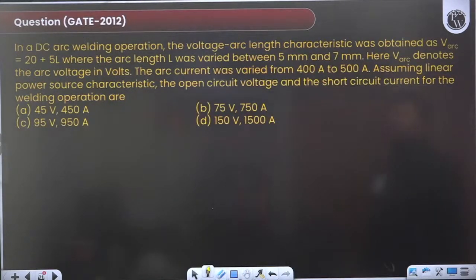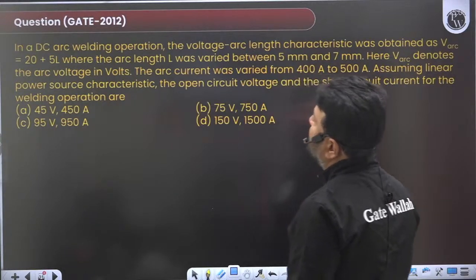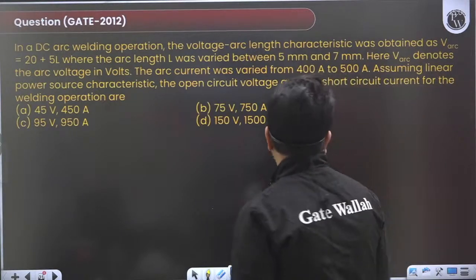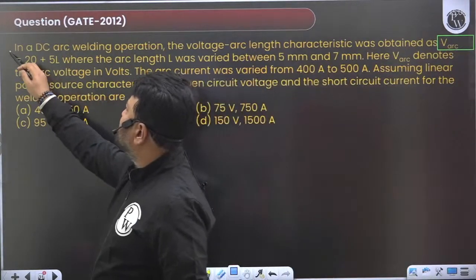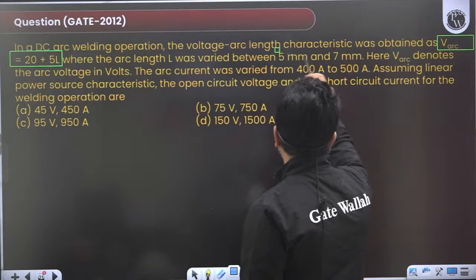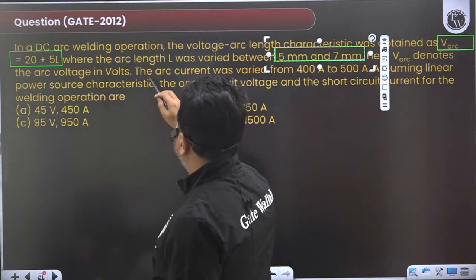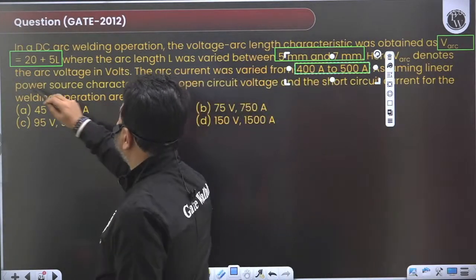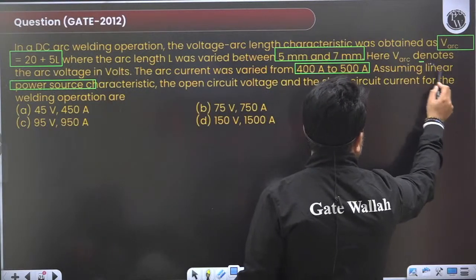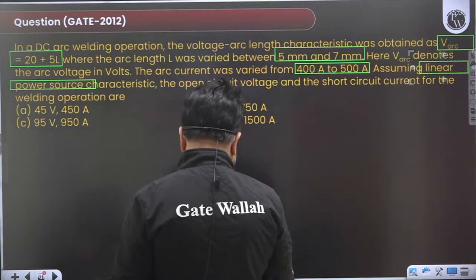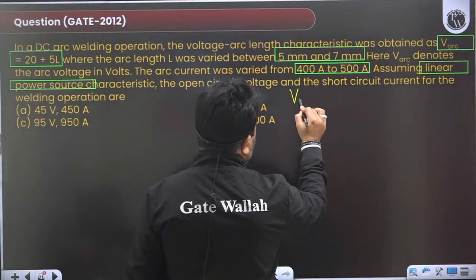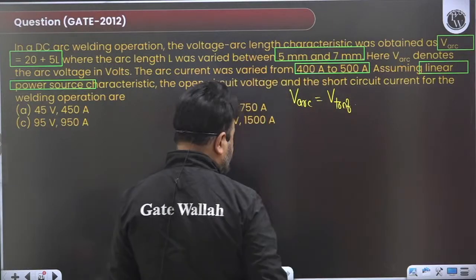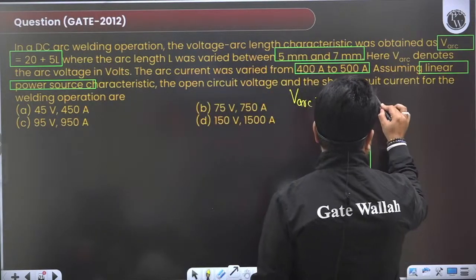Now in a DC arc welding operation, the voltage-arc length characteristic is obtained by V of arc, which is given, where the arc length varies between 5 mm to 7 mm. The arc current varies from this. Assume a linear power source characteristic. Open circuit voltage and short circuit current we have to find out. So V of arc equals V of transformer, because it is the linear power source.